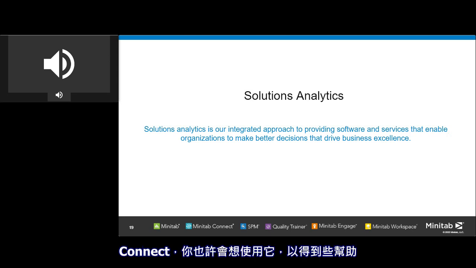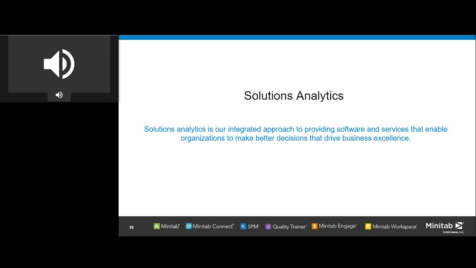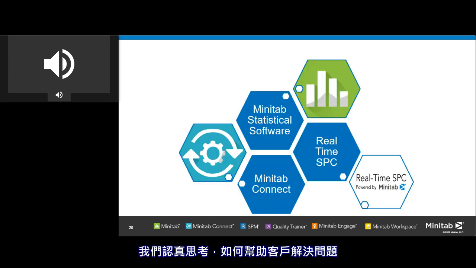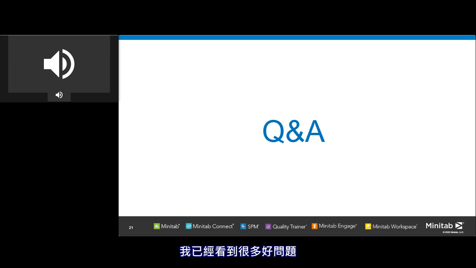Connect, you might be looking for some assistance on just what's the best way to configure the elements in the dashboard. And obviously real-time SPC, making sure that it's hooked up to the data sources that it needs, making sure that the operators, the way you want your operators to collect that data and engineers to see it. But with our solutions, we really think about how to solve problems and helping the customer with that. So with that, I'm going to go to Q&A, and I see we've got a lot of great questions for this.